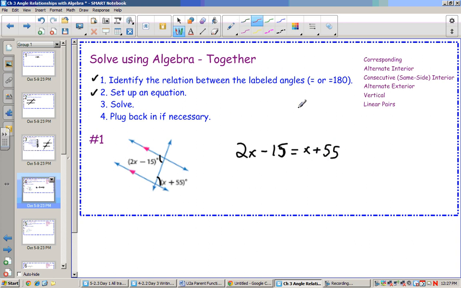Now, we just subtract x from both sides, leaving us x minus 15 equals 55. And now we'll add 15 to both sides to give us x equals 70.